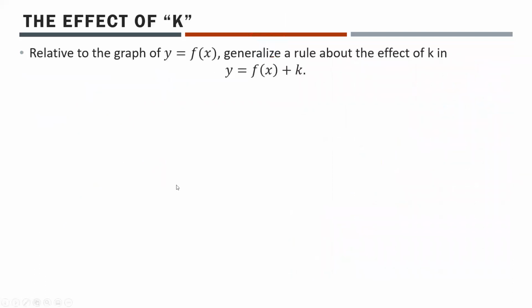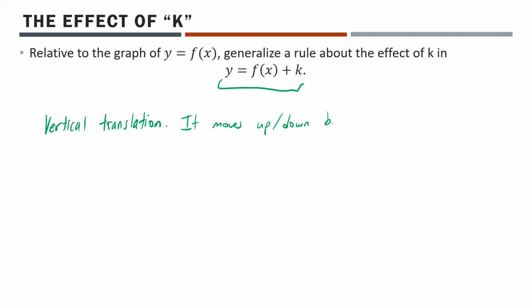So that answers this next question here, the effect of k. If we had y equals f of X plus k, generalize a rule about the effect of k. Well, the effect of k is it's a vertical translation. A vertical translation is just a fancy way of saying it moves up or down. So maybe I'll even write that. It moves up or down by k. And if I'm going to elaborate on that even more, if k is positive, in other words, if we're adding k, it goes up.